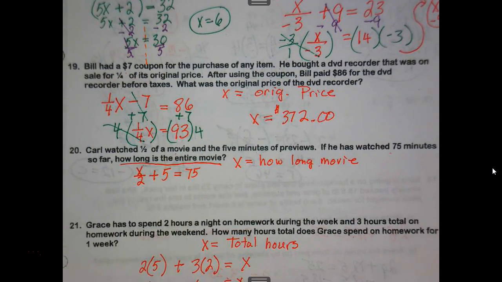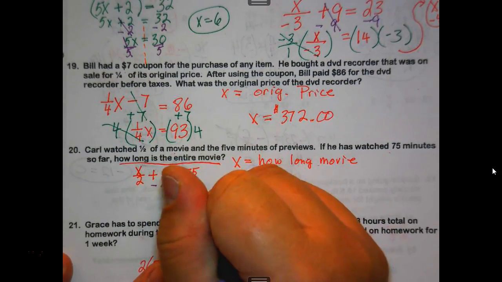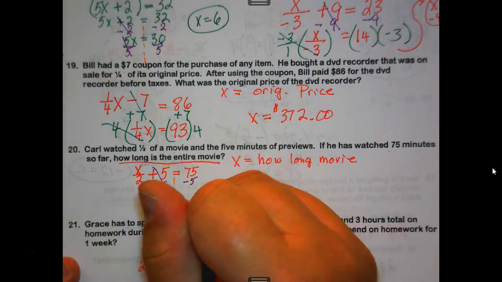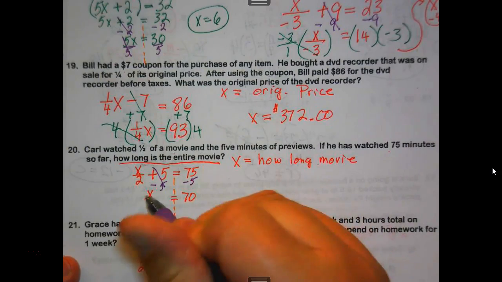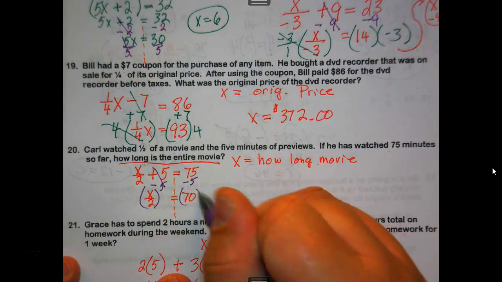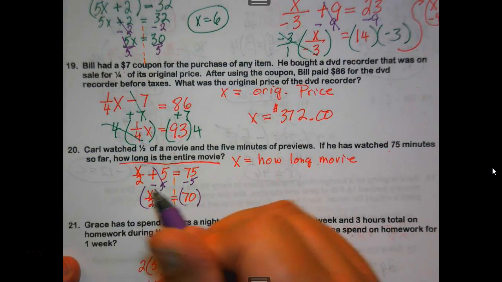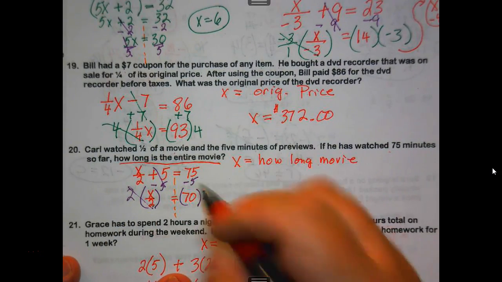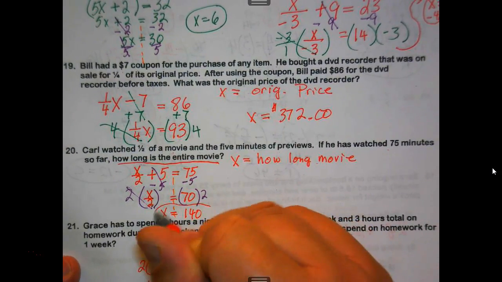Now we just solve for x. So I'm going to subtract 5 from both sides. I get x over 2 going to equal 70. Then I'm going to multiply both sides by 2, because I'm dividing by 2, so I have to undo it. Good, Burgess. So x is going to equal 70 times 2, 140 minutes long.